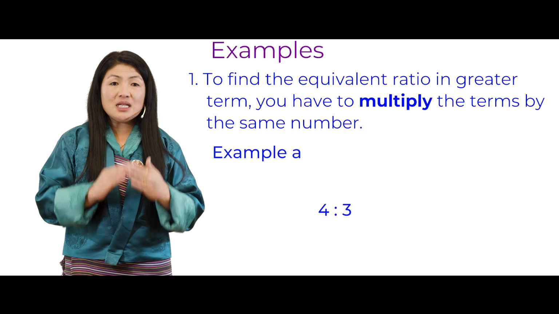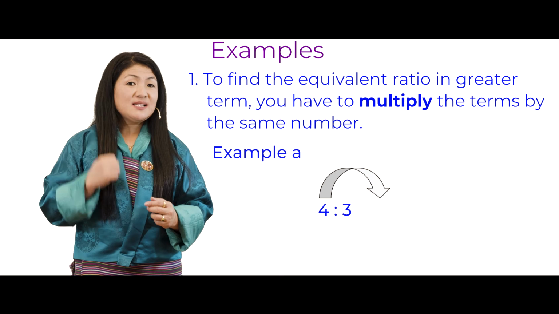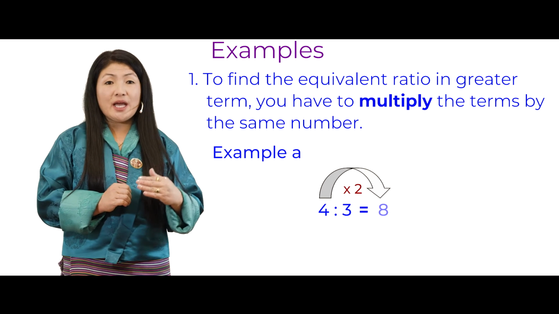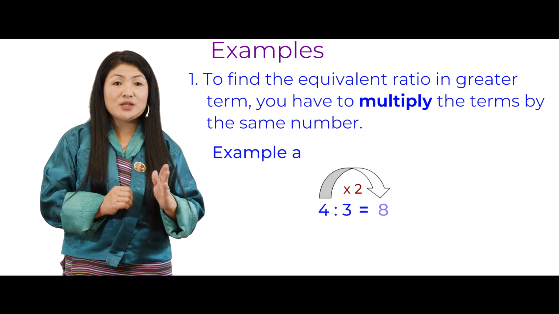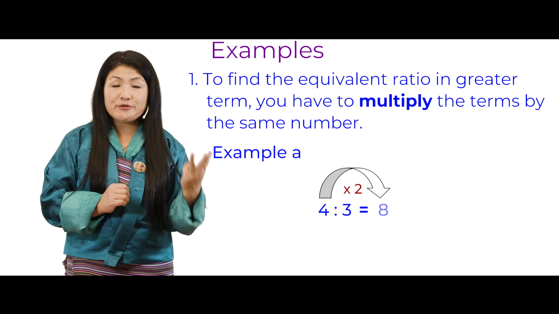First, let's multiply 4 times 2. 4 times 2 is 8. Then by the same number again, you have to multiply with 3 there. The other term of the ratio is number 3.